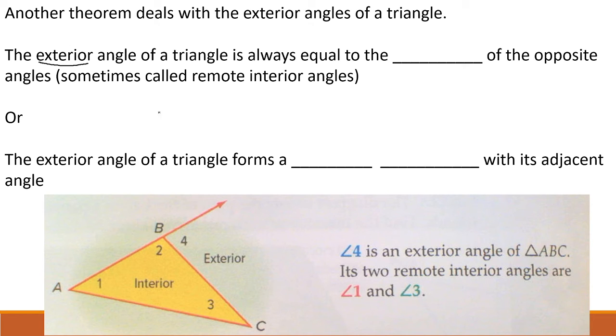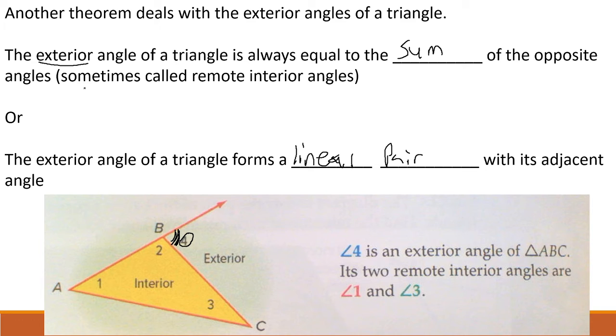The exterior angle of a triangle is always equal to the sum of the opposite interior angles, sometimes called the remote interior angles. Or you could say that the exterior angle also forms a linear pair with its adjacent angle. So there are actually two ways you could tackle this. Exterior angles are like angle 4 here. Angle 4 would be considered an exterior angle, this angle right here, because it's outside the triangle, whereas angles 1, 2, and 3 would be interior angles.